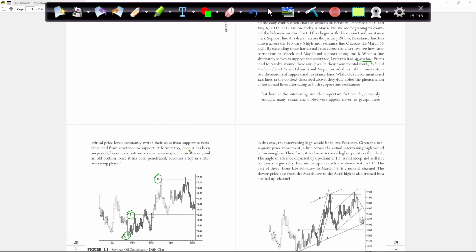A former top, once it has been surpassed, becomes support. A former top once it has been passed becomes a bottom zone in a subsequent downtrend, and an old bottom once it has been penetrated becomes a top in a later advancing phase.